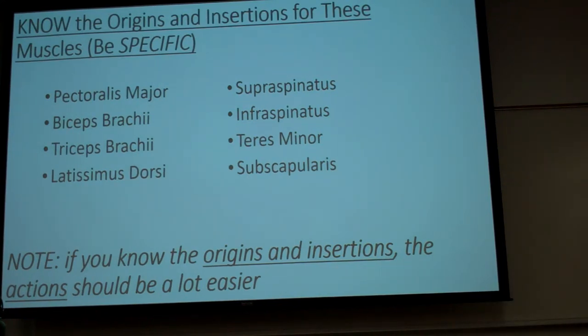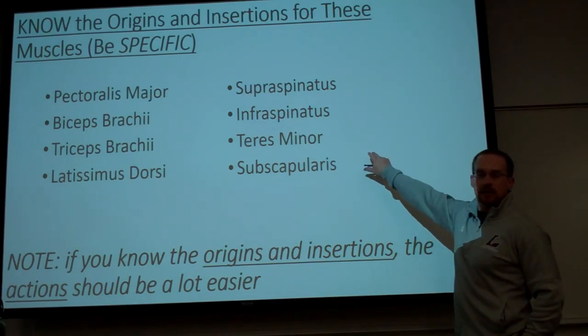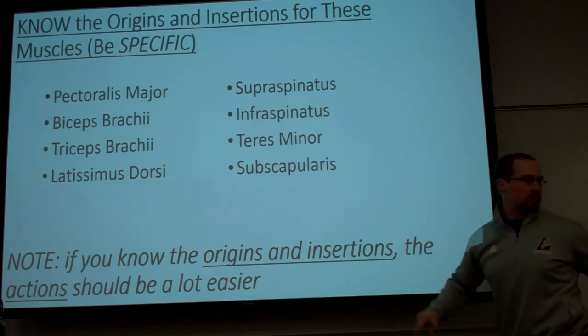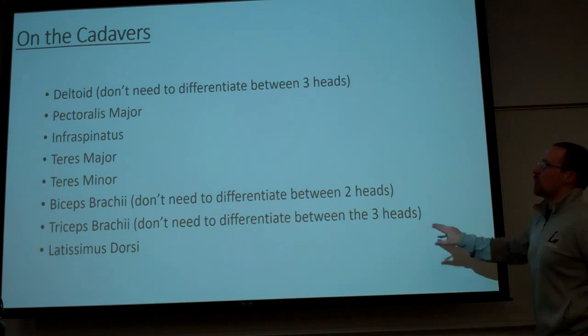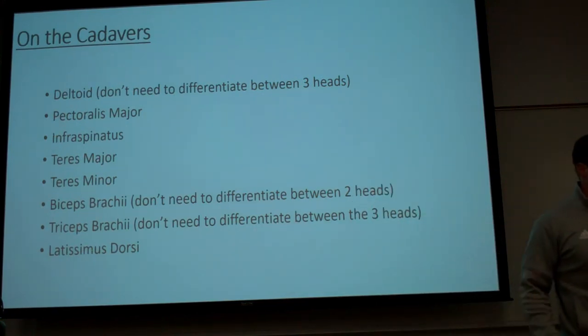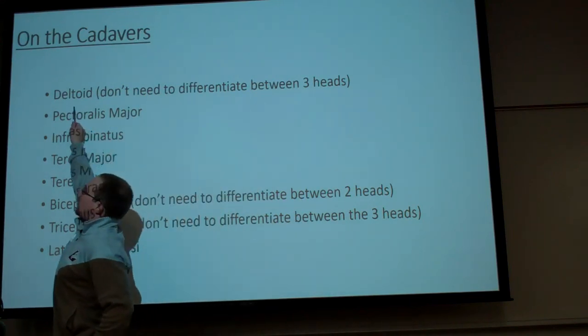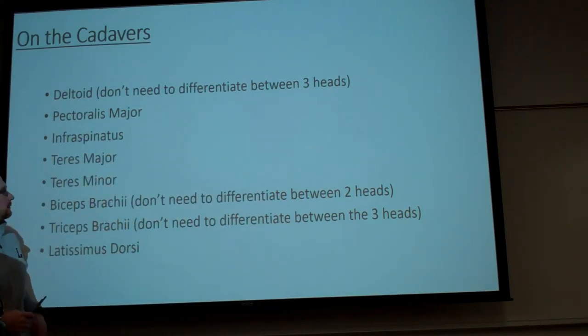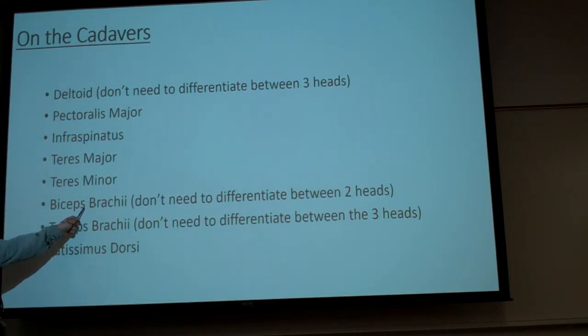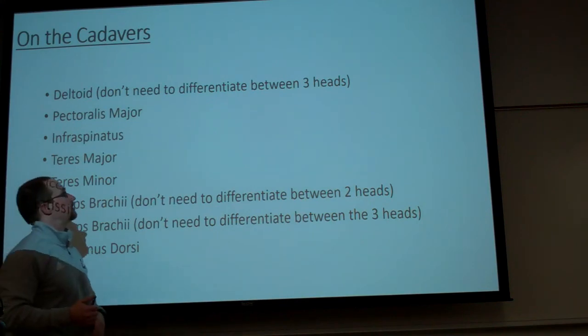So these are going to be the 8 muscles that move the shoulder joint that we're going to see on the cadavers, for origins and insertions. These ones are going to be the cadaver muscles. Deltoid, don't need to specify which of the 3 heads it's going to be. Biceps brachii, we don't need to differentiate between the 2 heads, nor the triceps brachii. Don't need to differentiate between the 3 heads.